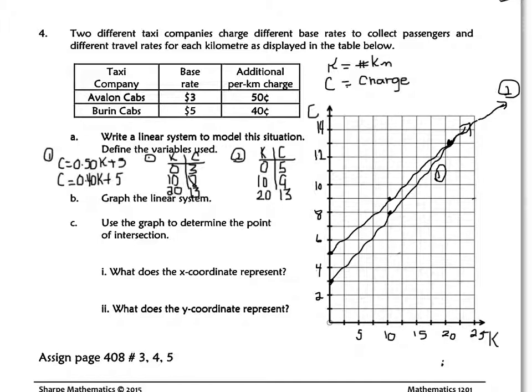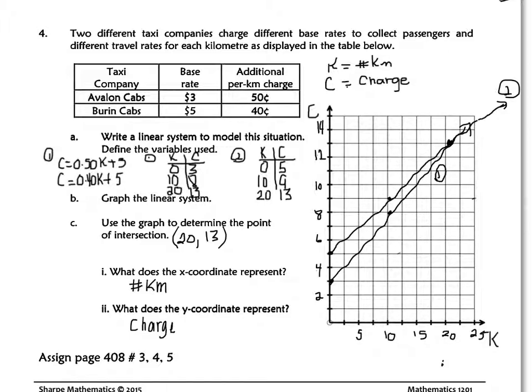Now, we just happened to do our table of values so that we could tell what the point of intersection was from the table, but our graph shows it as well, that the point of intersection is 20, 13. And what does the x-coordinate represent? In this case, the x-coordinate represents the number of kilometers, and the y-coordinate represents the charge. The charge for when the kilometers are the same on both taxi cab companies.